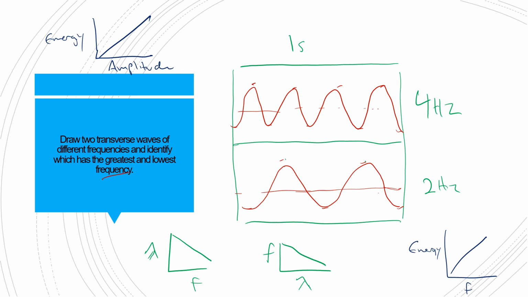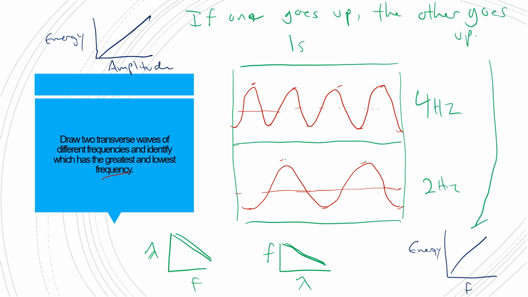So here's what I want you guys to get at this point. Wavelength and frequency have a negative correlation, but energy and frequency have a positive correlation, and energy and amplitude have a positive correlation. So what does that mean for us as we are studying this? If one goes up, the other goes up. And that is true for this, and that is true for this.